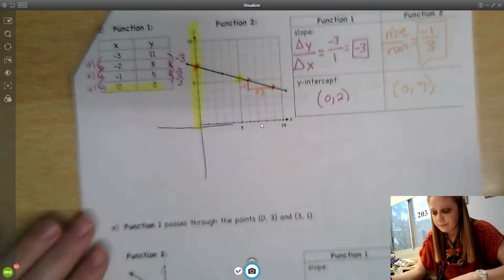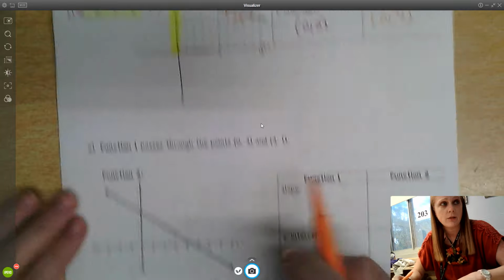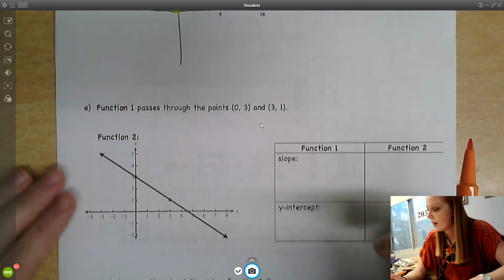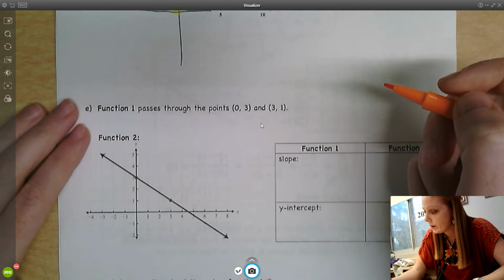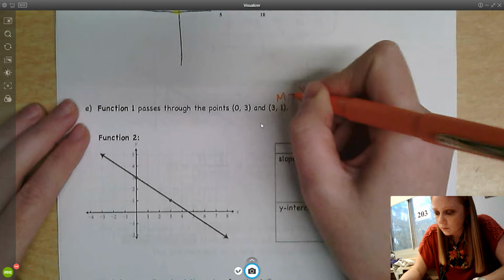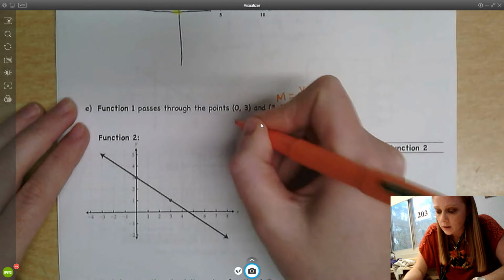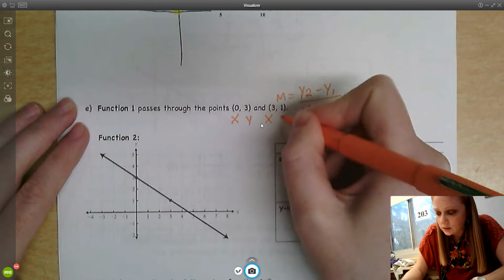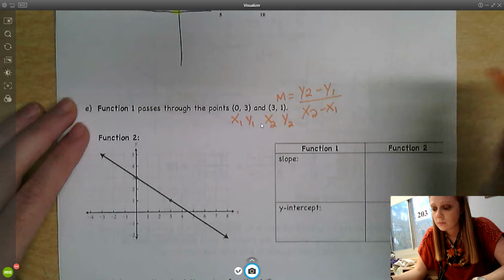Alrighty, let's look at E. Function 1 passes through the points 0, 3, and 3, 1. And then function 2 is a graph. Okay, so for function 1, to find the slope between 2 points, we're going to use our slope formula, which is y2 minus y1 over x2 minus x1. xy, xy. 1, 1, second one, second one.